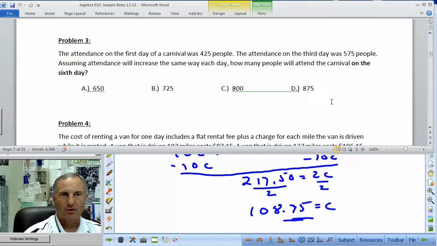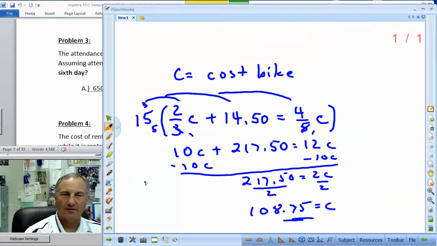Moving right along. Problem 3. Attendance at the carnival was 425 the first day. The third day was 575. Assuming attendance increases the same each day, how many people are there on the 6th day?